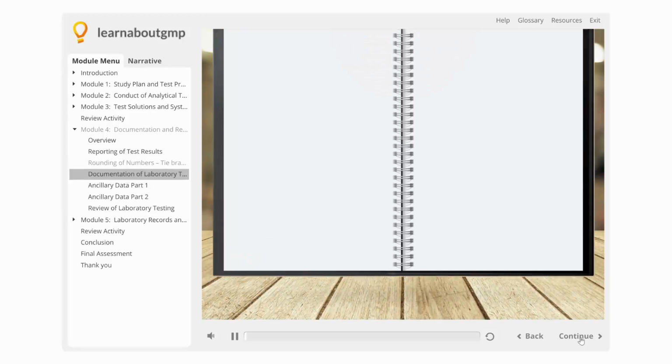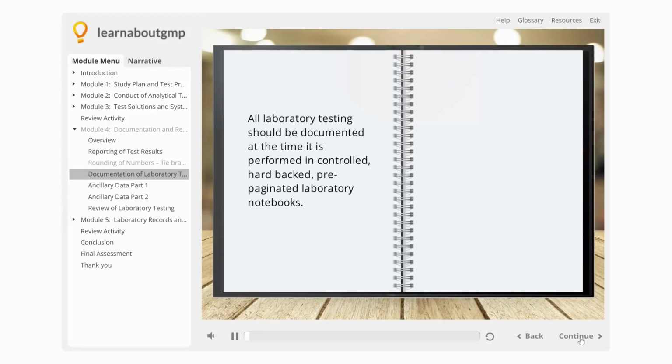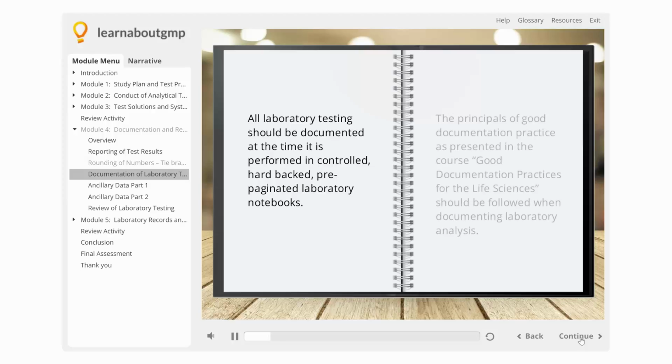Documentation of laboratory testing. All laboratory testing should be documented at the time it is performed in controlled, hardback, pre-paginated laboratory notebooks. Laboratory testing should be documented in such a way that it can be read and understood by a trained but uninformed reader without the need to refer to the originator. The principles of good documentation practice, as presented in the course Good Documentation Practices for the Life Sciences, should be followed when documenting laboratory analysis.